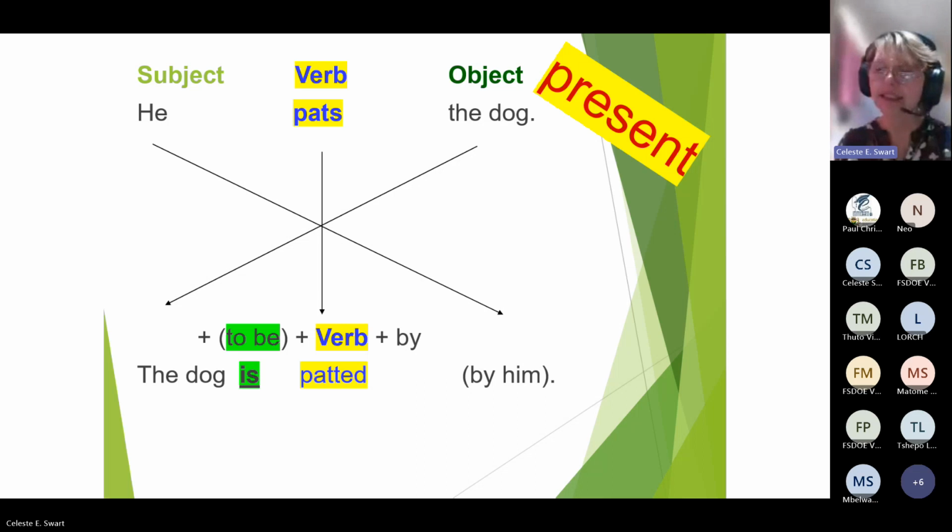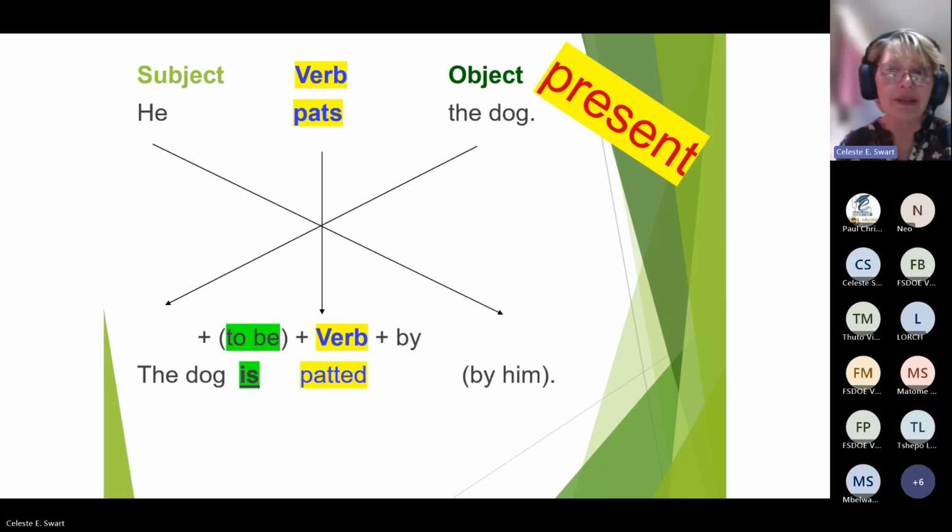Now we still have the subject and the object changing places, but he is moving right down to this side. Okay, so we will still say the dog is patted by him. Why have I put this in brackets, do you think? Very simply, if your subject is a pronoun, in the passive voice, you do not have to mention this. You don't have to say this at all. You can just say the dog is patted, and then that is correct.